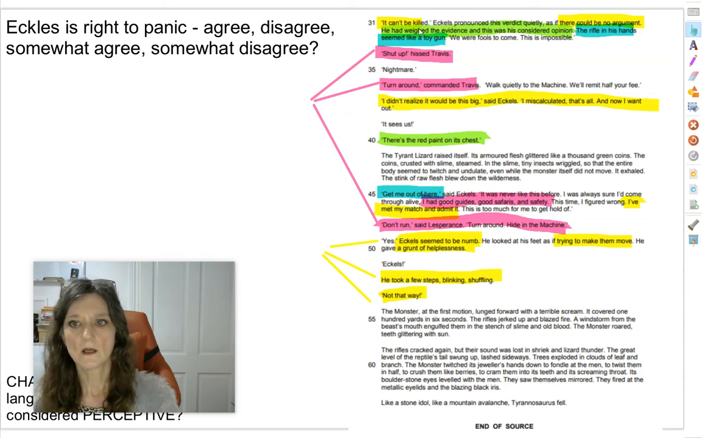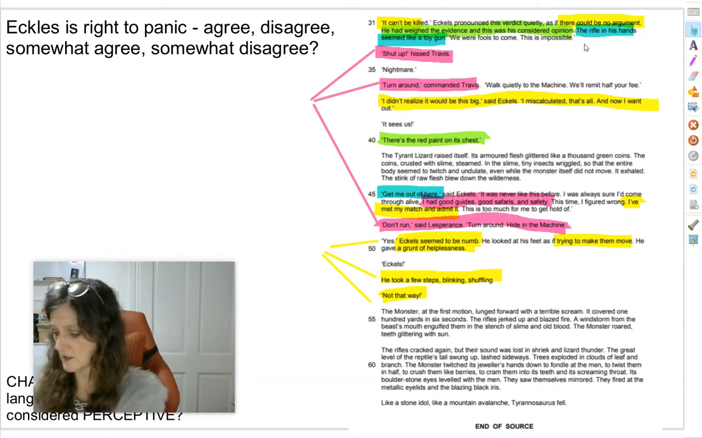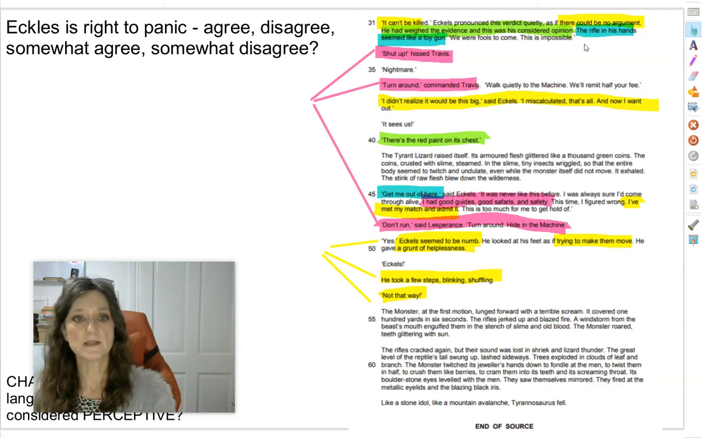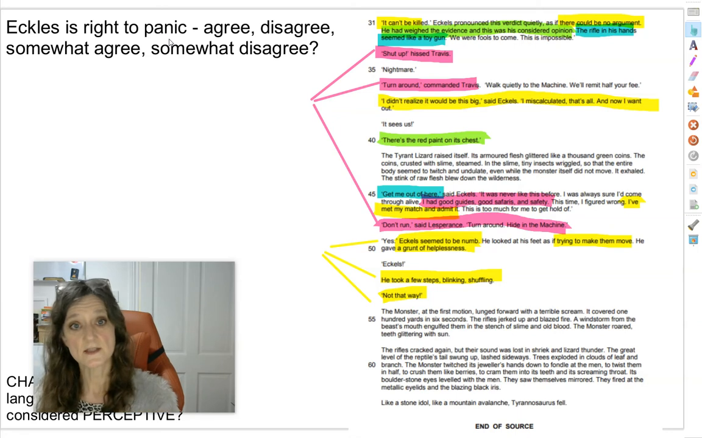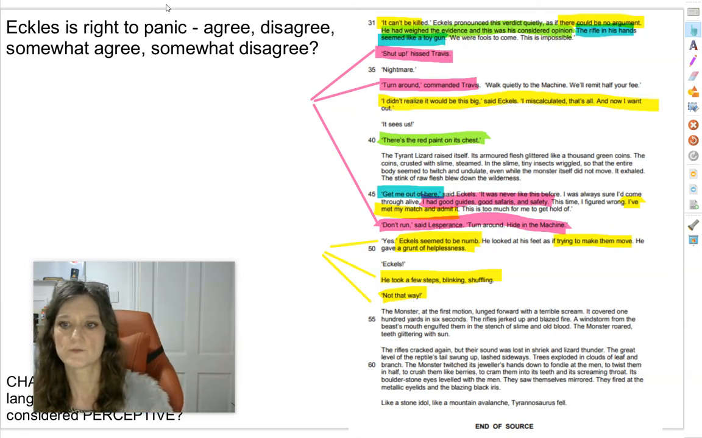So here, I'll probably disagree with the student, because I disagree with the student saying that he's panicking. He's just stating facts as he sees it. He seems quite rational. He had weighed the evidence and this was his considered opinion. So he's not panicking. He's being rational. He's looking at the size of his gun. There's no sense of panic. So I disagree with the student there. I'd say, well, no, it's not right to panic because he's not panicking. He's coming to a rational decision when he carefully weighs up the evidence in front of him. So that's the first thing that I'd say I disagree with the student on, probably.